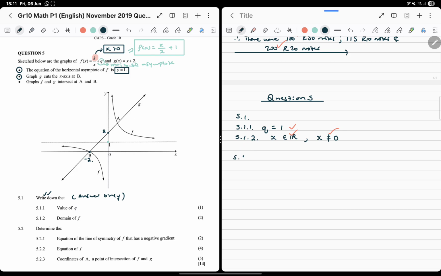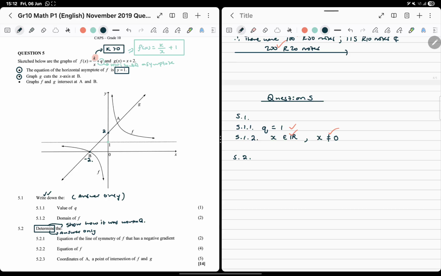Right, so 5.2. Now the question says determine. Now remember, a determination is open-ended. This is an open-ended question, so it means we can do this by inspection. So determine, we can present an answer only, or we can show how it was worked. But there's no restriction as to how we solve here. So here we do however we please.